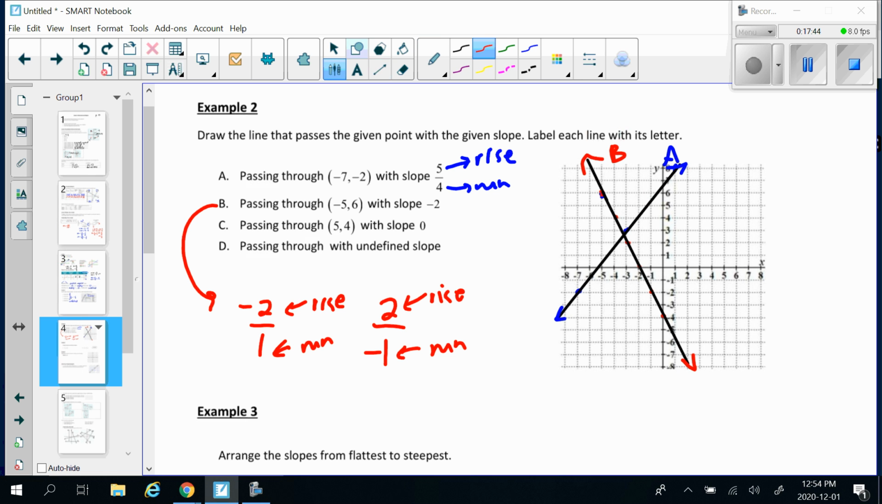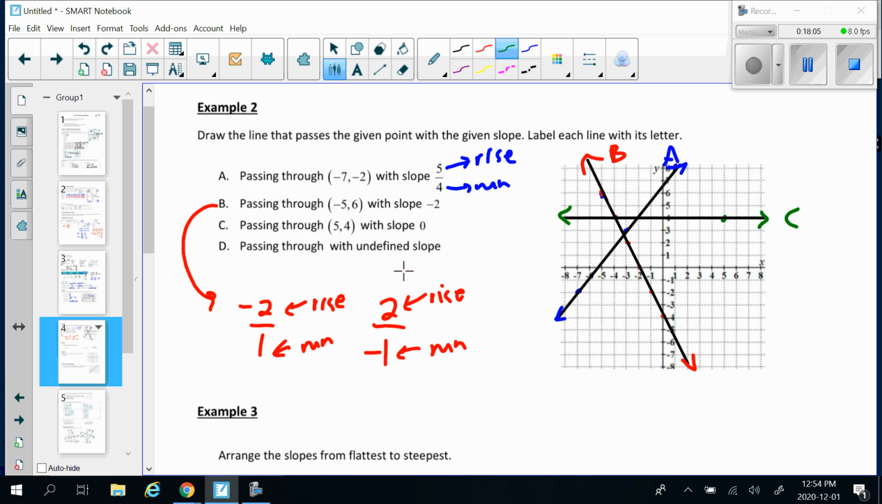The third example, we're passing through 5, 4. 5, 4 is going to be up here. And it says it has a slope of 0. So I already know what a slope of 0 means. It means it's a horizontal line. So I can right away just plot it like so. And I can say that that is C.